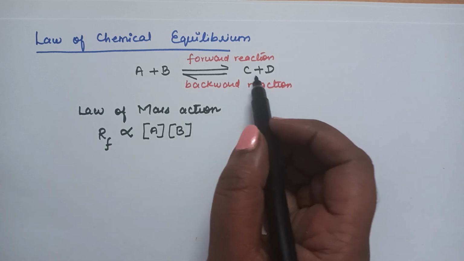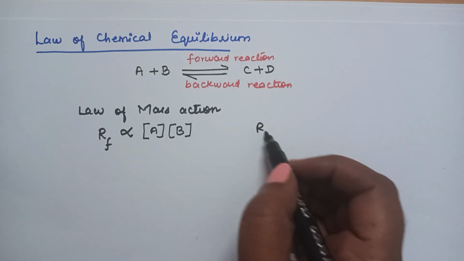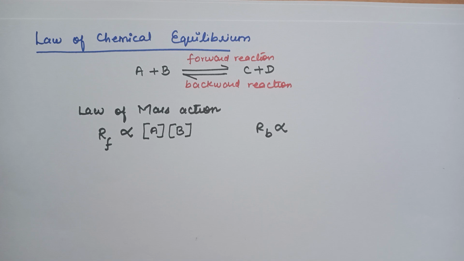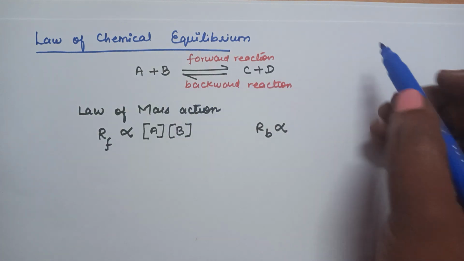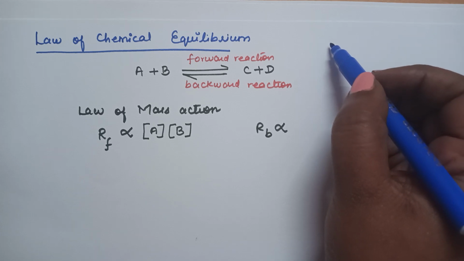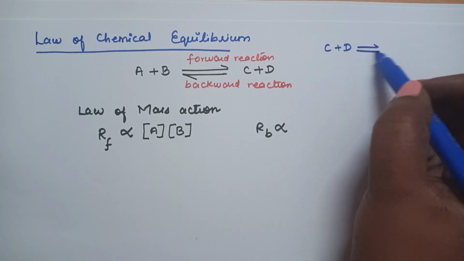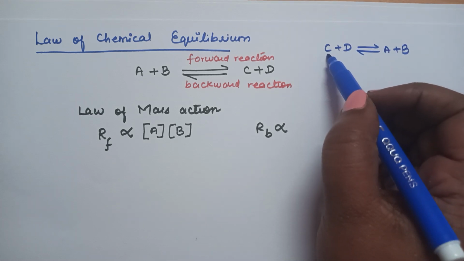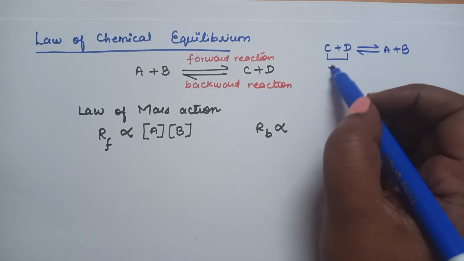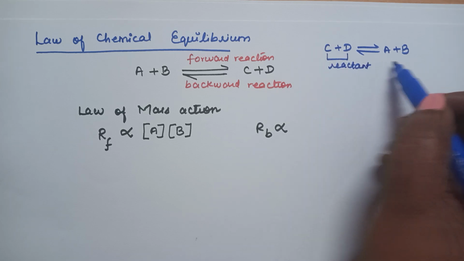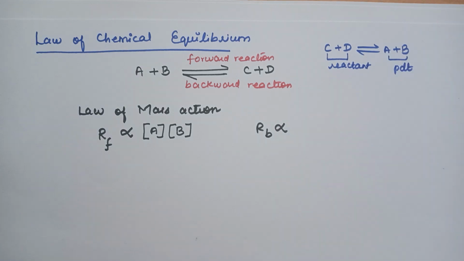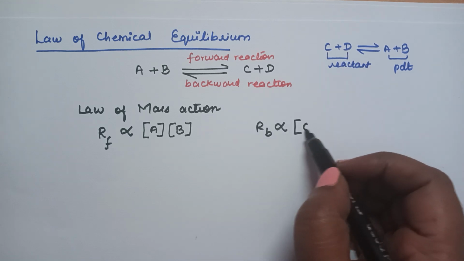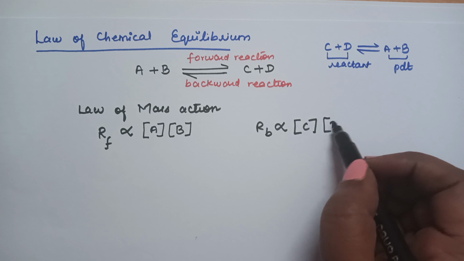Same, let us write for the backward reaction. The rate of the backward reaction is directly proportional to the active masses of the reactants. Students, the backward reaction, if I write it separately, will be like this: C plus D giving A plus B. So this is the backward reaction. Here C and D will be the reactants and this will be the product. So for the backward reaction, the reactants are C and D, so it is directly proportional to C and D.